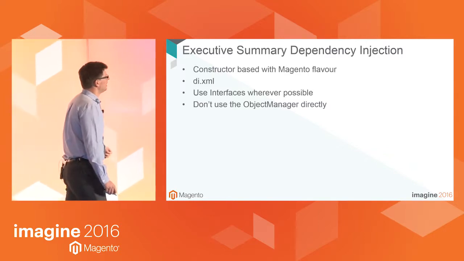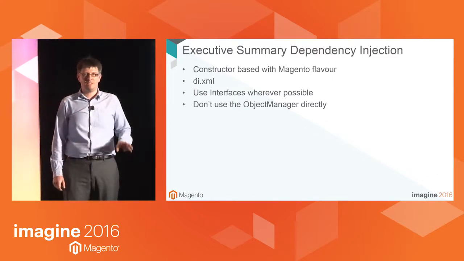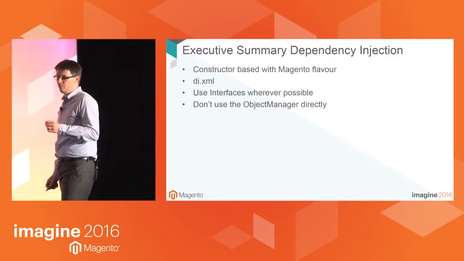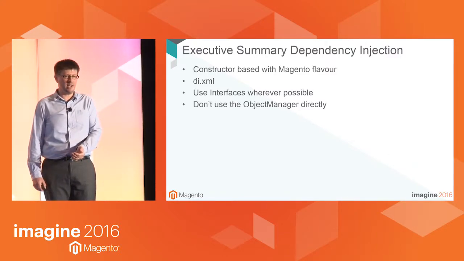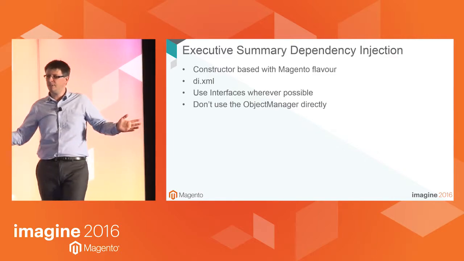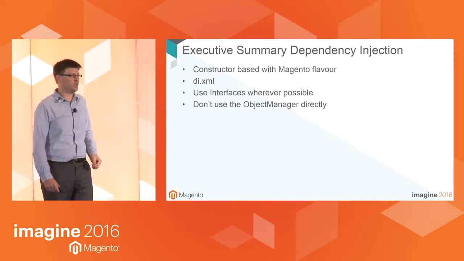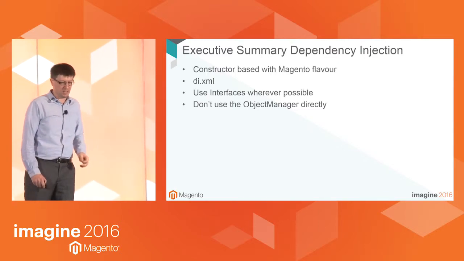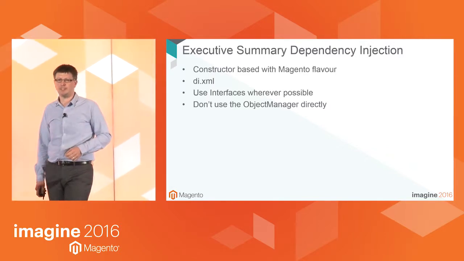A couple of things I do want to note from me working with dependency injection. Try to use interfaces wherever they are available. The object manager behind the scenes will give you the actual implementation of that class. If you use interfaces, that will make your code a lot more open to changes going forward. And as briefly mentioned, don't use the object manager directly, only if you're in a test.